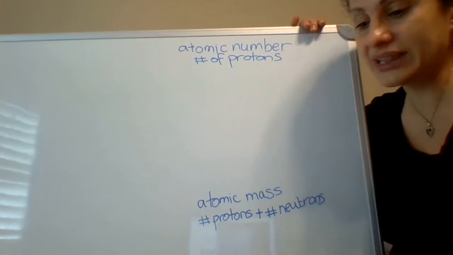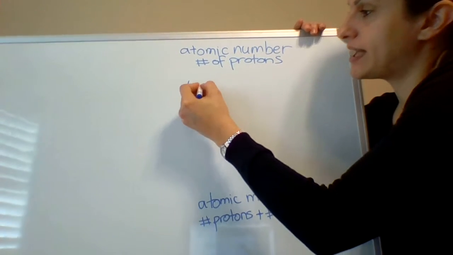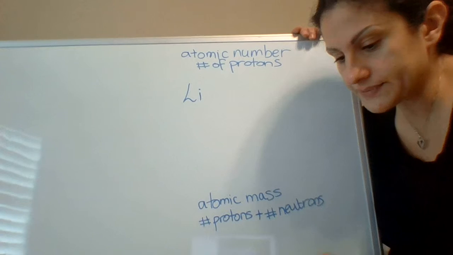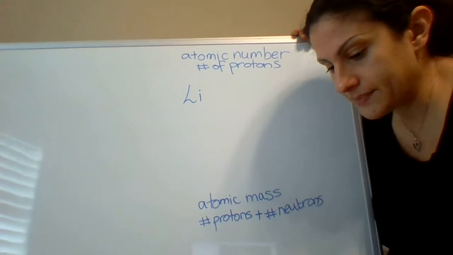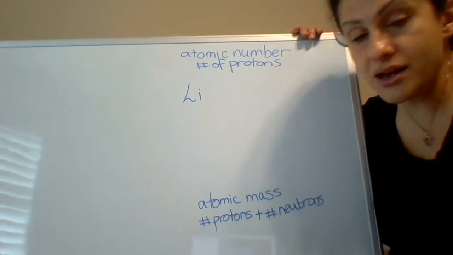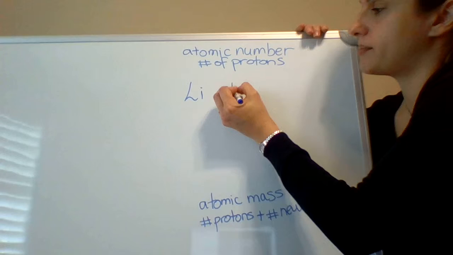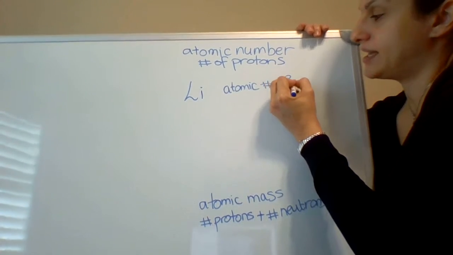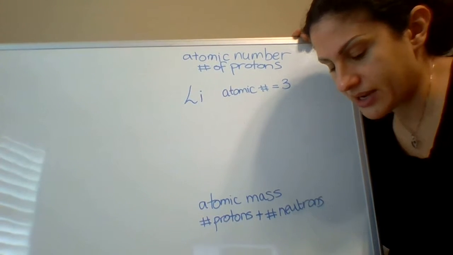So look for lithium, and lithium is a metal, and it has the symbol Li. Now, if you look at your periodic table, you will see that lithium has an atomic number of, and hopefully you guys can see the atomic number of lithium is 3. Okay, and now let's look for the atomic mass.